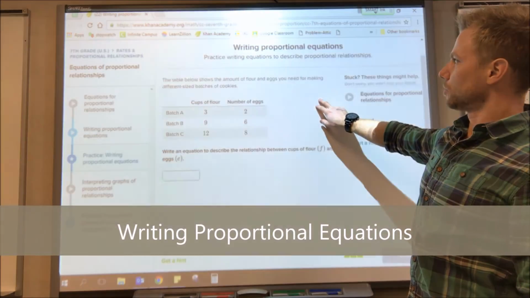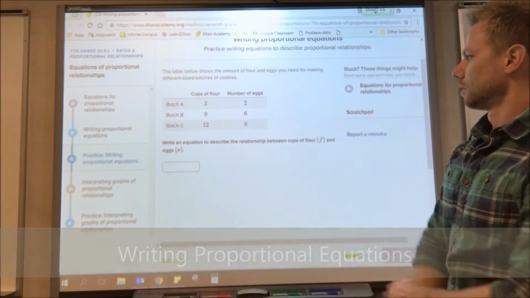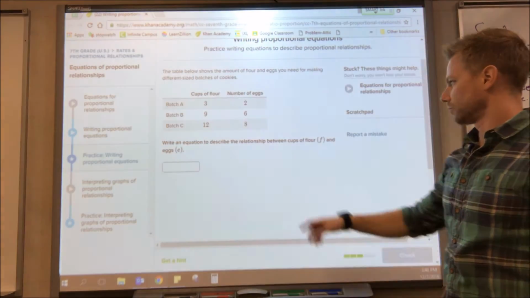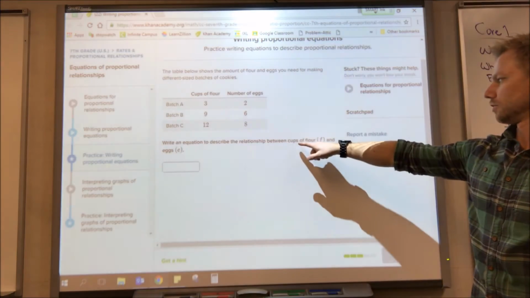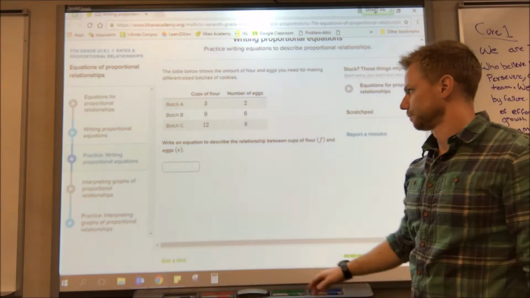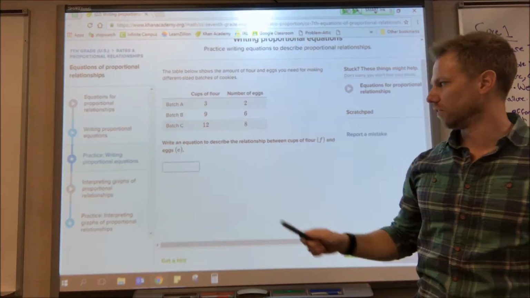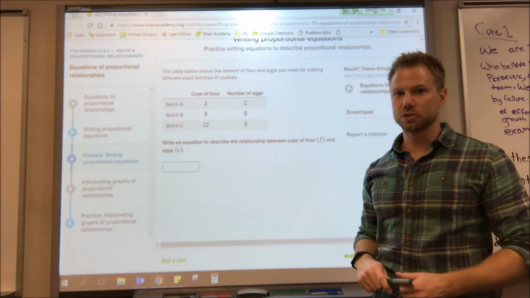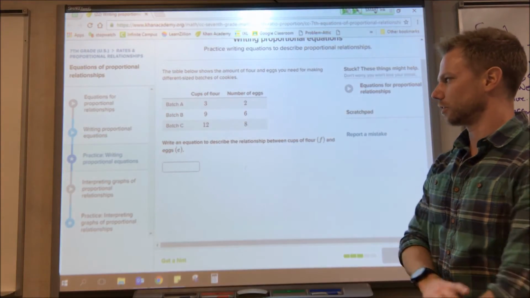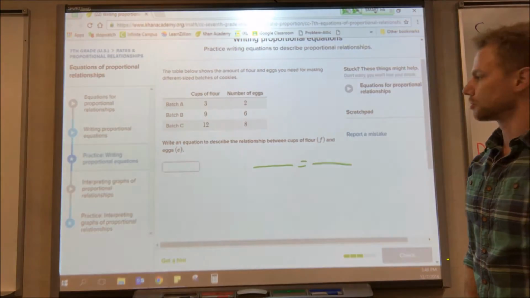All right, on this one we need to write the equation that represents the proportional relationship. So we have a graph, cups of flour, number of eggs. We have to write an equation that shows a relationship between the cups of flour, F, and the eggs, E. Okay? So one of the easiest, most straightforward ways to solve these problems is just set up a proportion. Cross multiply, divide. We get our unit rate. We can plug that into our equation. Okay, and we've been doing this a long time, setting up our proportions.